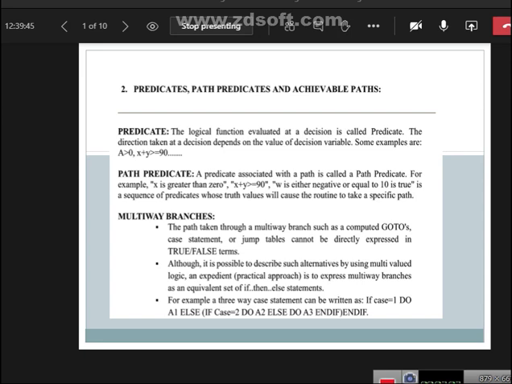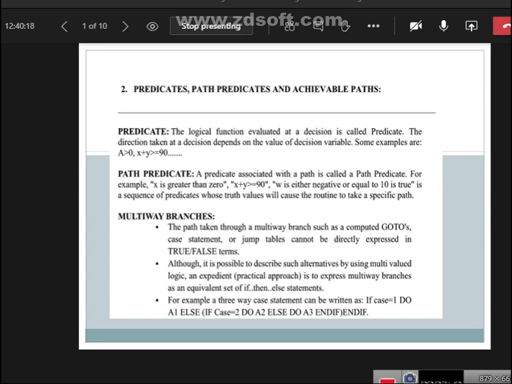So here, by using the multi-way branches, the path is moving from one place to another place. It can't be directly expressed in the form of true or false statements. Through multi-way branches, it can be expressed. Although it is possible to describe such alternatives by using multi-valued logic, we can use such a logic.